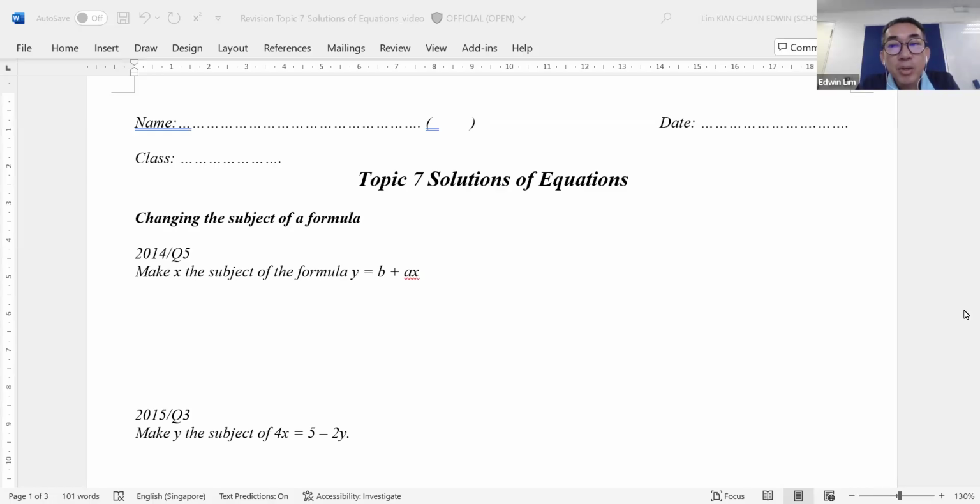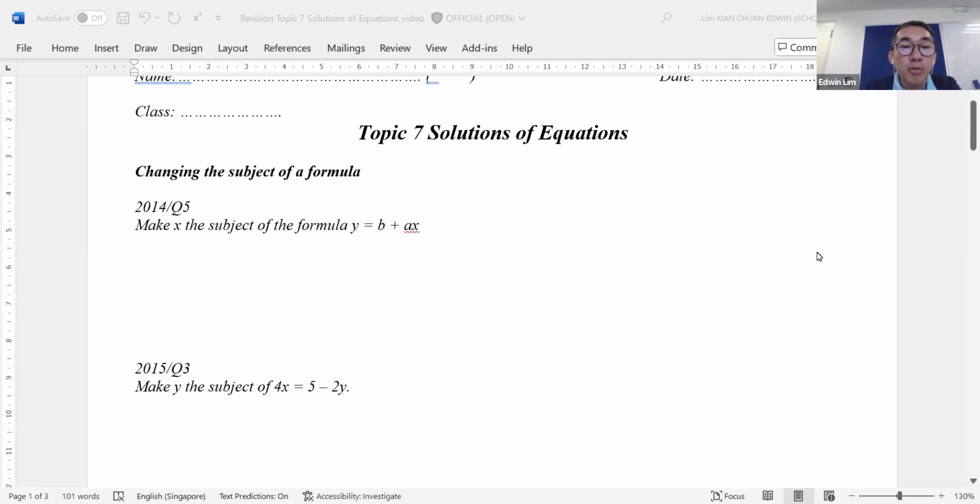Hi, today I'll be covering topic 7, solution of equation. I will place changing the subject of a formula in this topic mainly because the concept of changing the subject of a formula is very useful in solving the equation. Alright, now I shall show you how I do changing the subject.